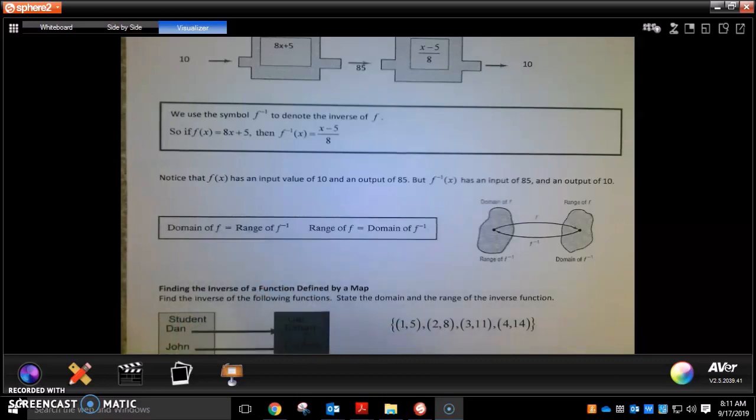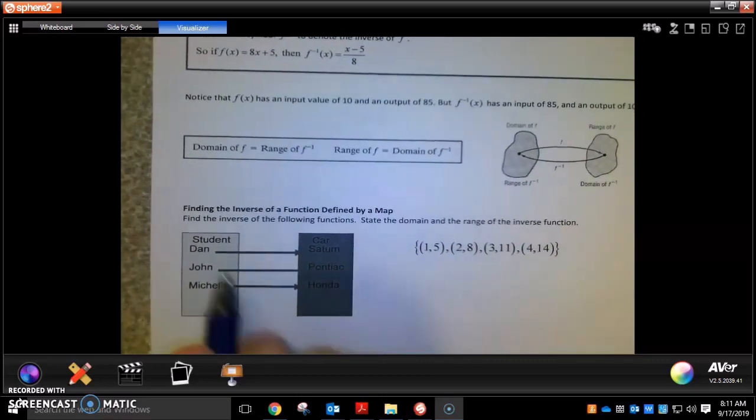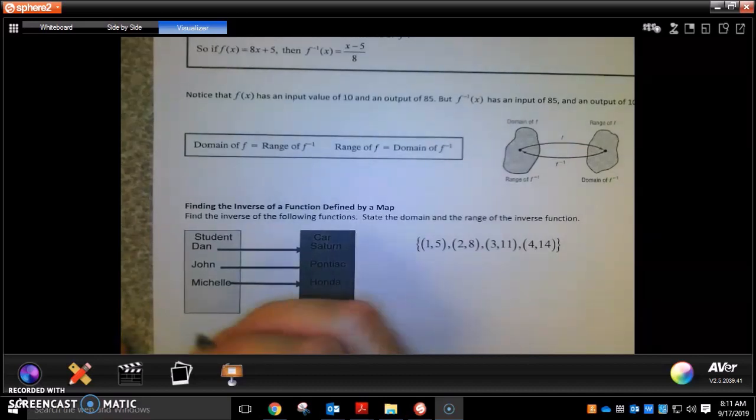Okay, they're going to be equal to each other. Down here, if you look at these examples, finding the inverse. So this is a one-to-one function. Dan drives a Saturn, John drives a Pontiac, Michelle drives a Honda. The inverse would be the opposite direction.